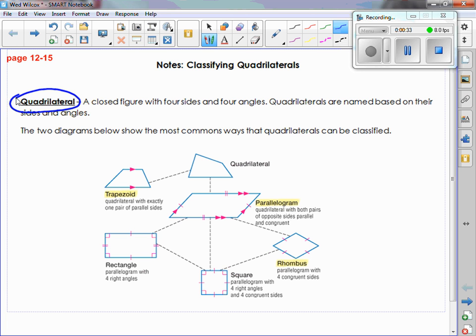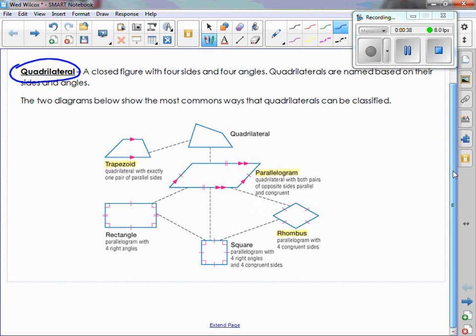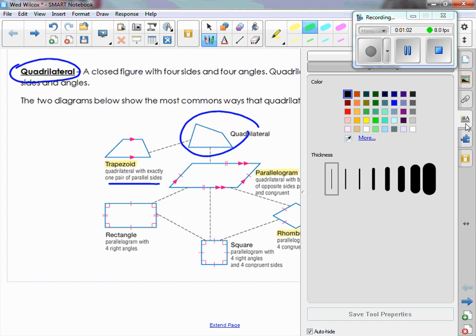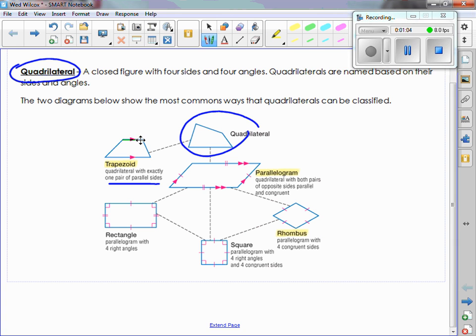There are 2 diagrams below that show you different ways that you can think of how these relationships are formed. Your basic quadrilateral, 4 sides, 4 angles. From there, you have a trapezoid. Trapezoids have exactly 1 pair of parallel sides. Parallel sides meaning sides that would never intersect. So if these 2 sides here were to keep going forever and ever, they would never intersect each other. They would never touch. They're 2 straight lines that would never touch.